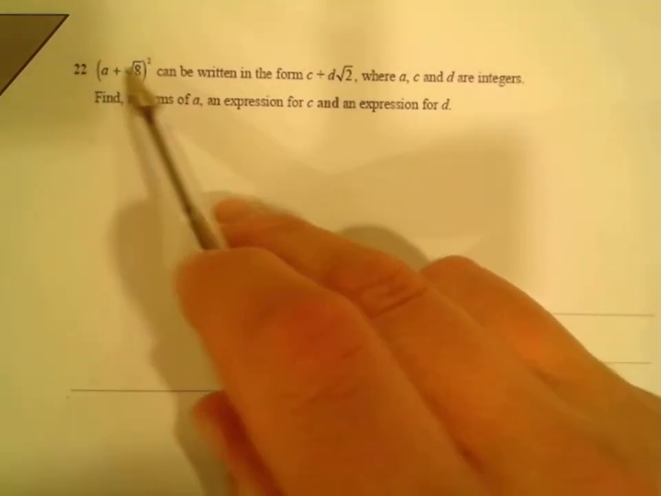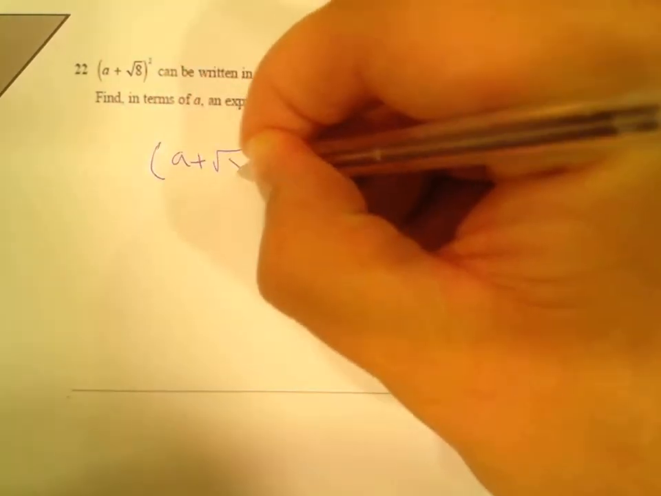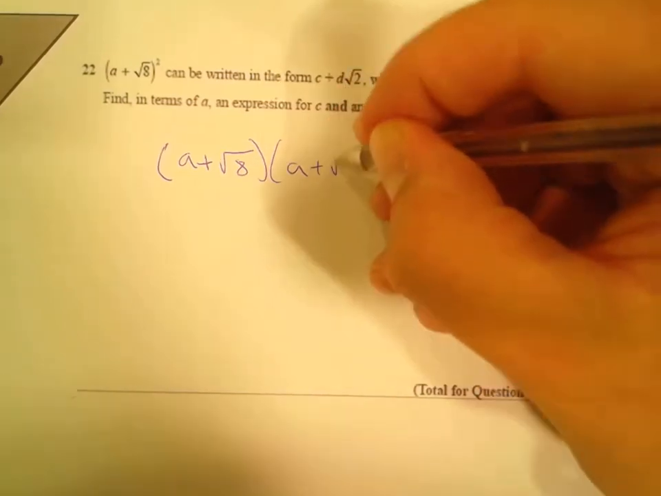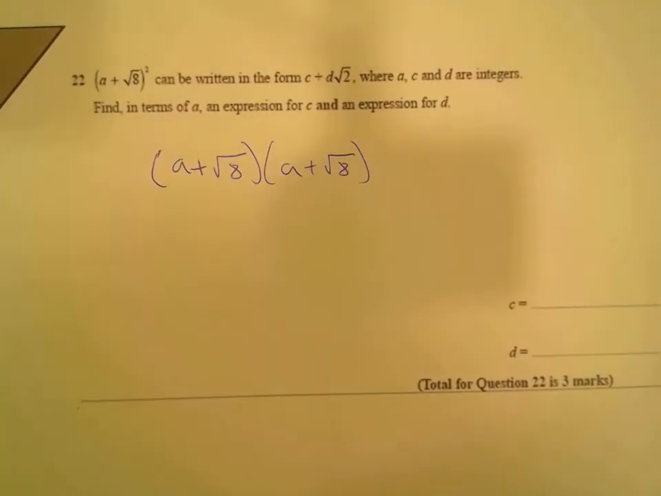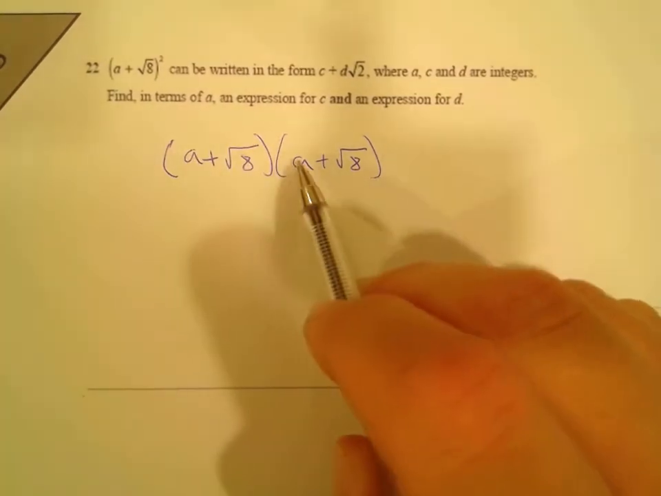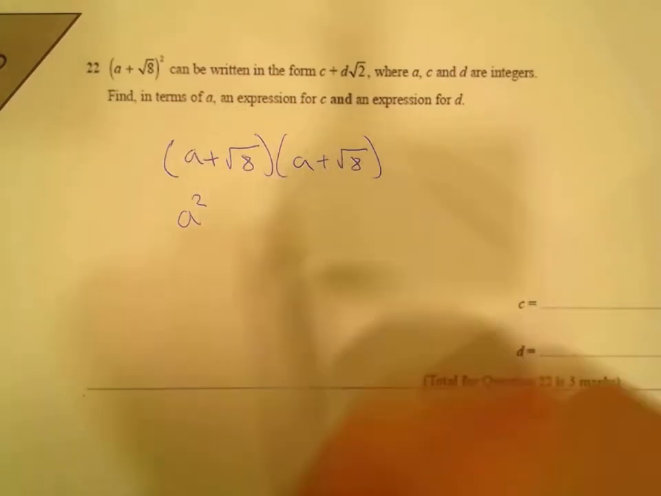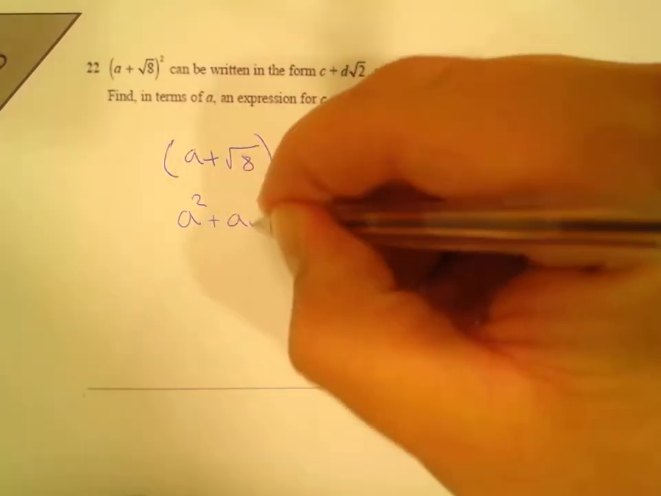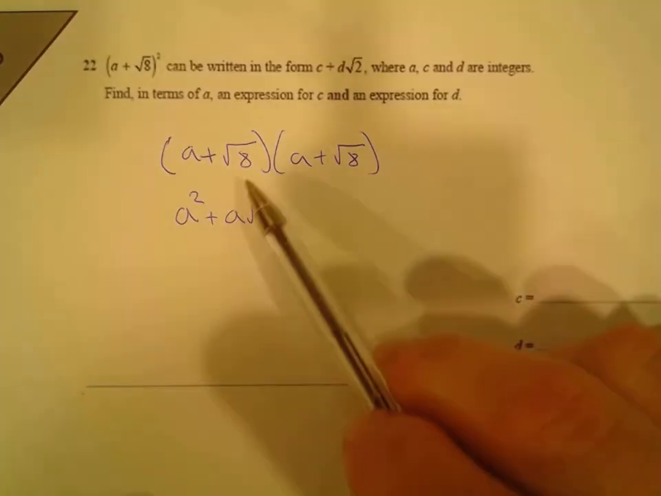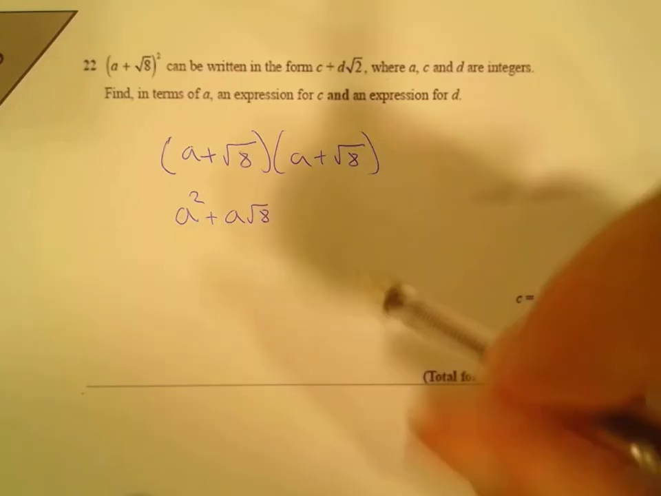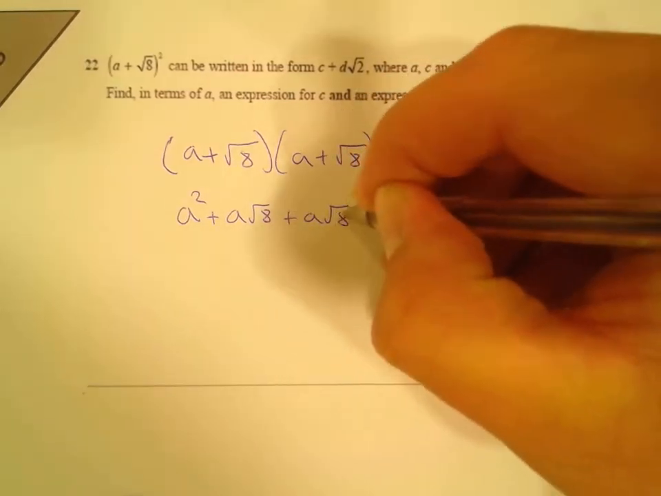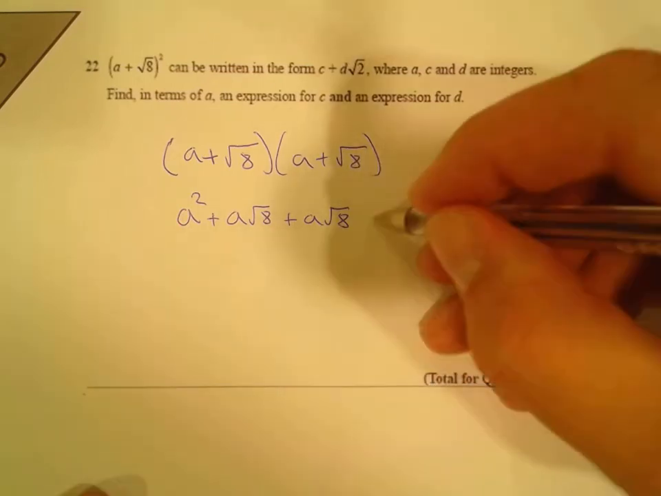But we can all pick up marks, because the first process we can go for is spotting this. This is just the bracket squared. So I'm going to write that bracket back out: a plus root 8 times by a plus root 8. If I expand this out, a times a will be a squared. A times root 8 is going to be plus a root 8. And root 8 times by a will be plus a root 8. And then root 8 times by root 8 will just be plus 8.